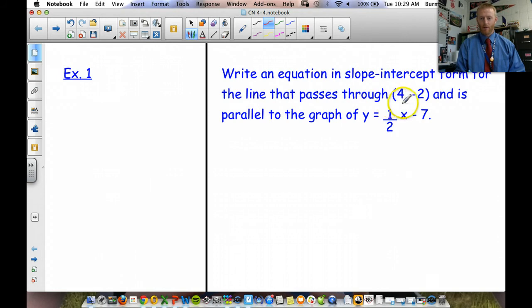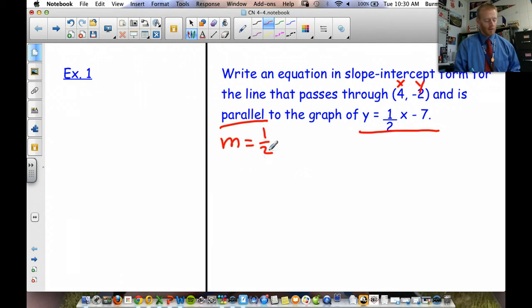So in example number 1, our job is to write an equation in slope-intercept form for a line that passes through the point (4, -2) and is parallel to this equation. So just like we did in our previous work, we are given an x, a y, and because we know that it's parallel, we know that m has to be the same. So I'm going to use m of 1/2 like it shows on this equation, and then I'm going to use x is 4 and y is -2.